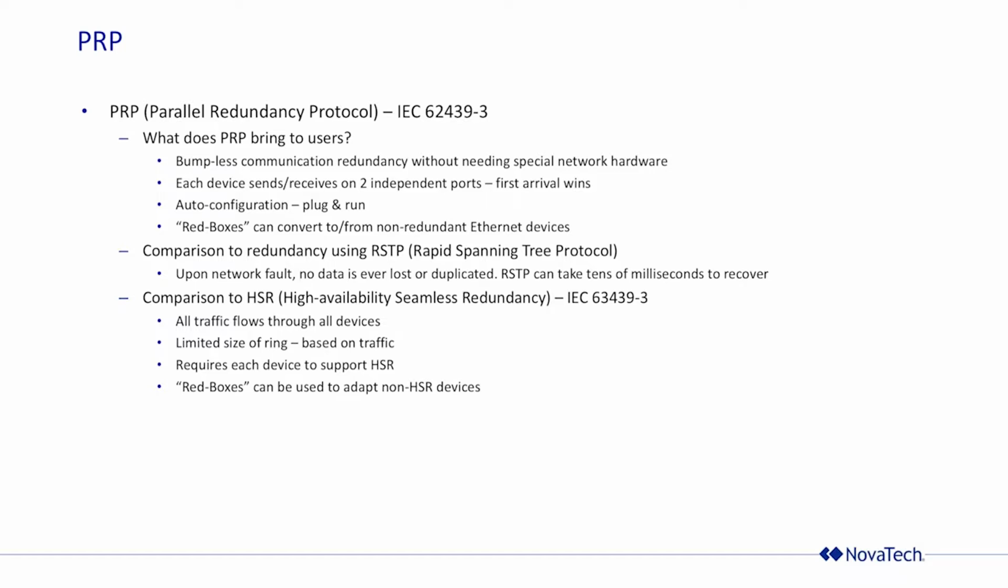So again, I've described that this is essentially sent out twice. The first one who receives it wins, and the receiver throws the other one away. There are devices called red boxes that can convert from normal Ethernet into this parallel redundancy protocol. Okay, they're not red; they're redundancy boxes. They're usually black. Some people paint them red just so. So compared to Rapid Spanning Tree Protocol, there is no data loss. There is no tens of milliseconds. It's zero recovery time.